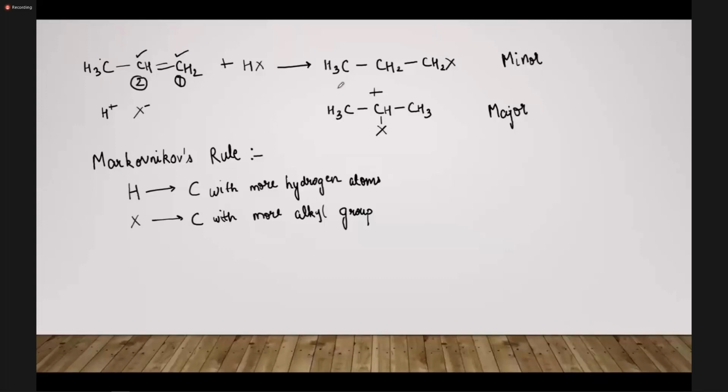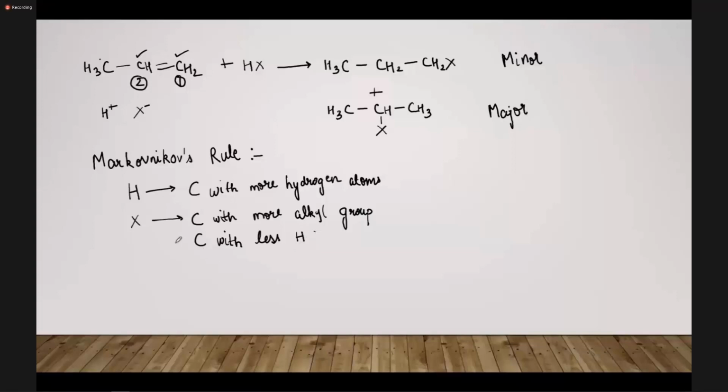So in the major product, the H is getting attached to this first carbon, and the halogen will get attached to the carbon with more number of alkyl groups. Here we don't have alkyl groups as such, but again we can replace it and simply say, in other words, the carbon with less hydrogen.